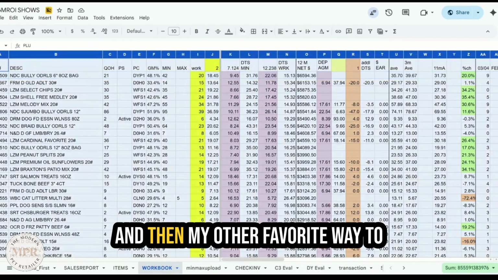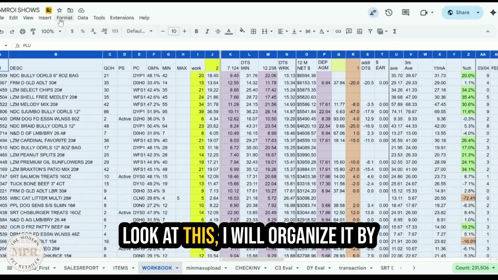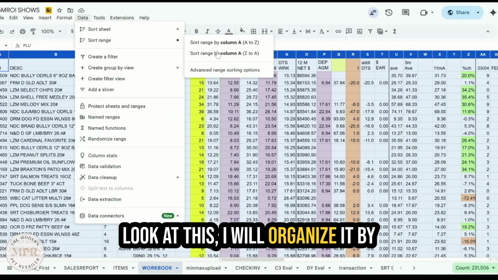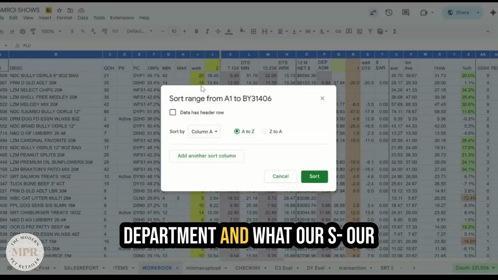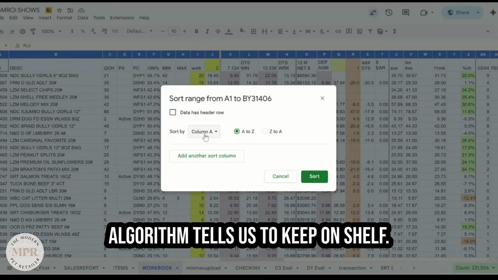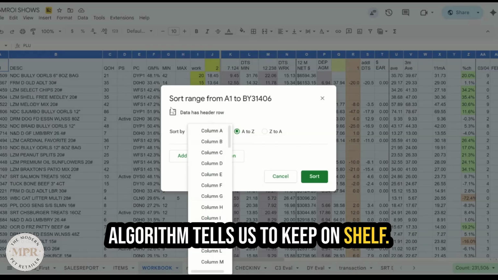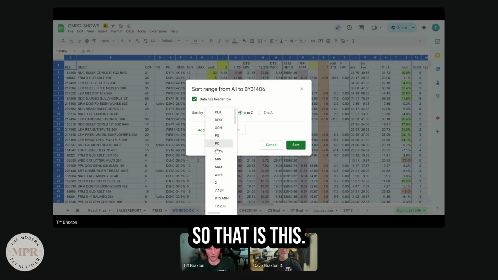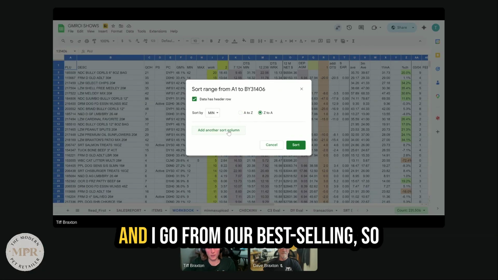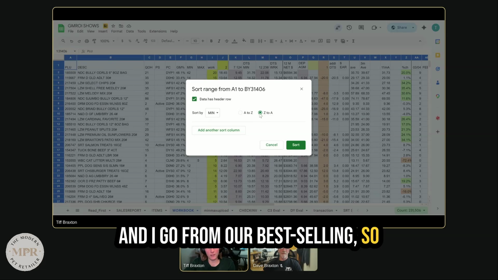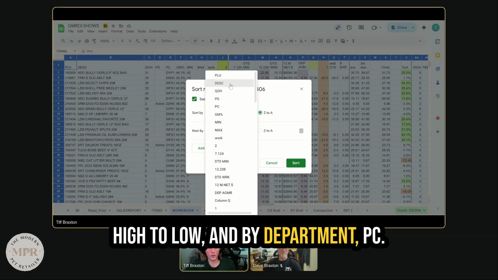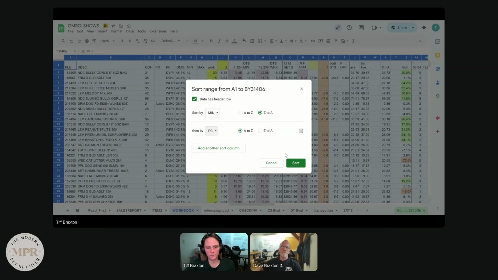And then my other favorite way to look at this, I will organize it by department and what our algorithm tells us to keep on shelf. So that is this. And I go from our best selling, so high to low, and by department, PC.